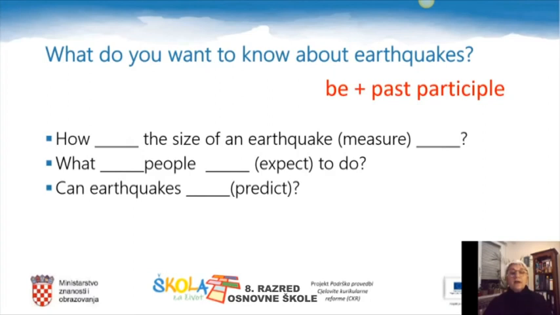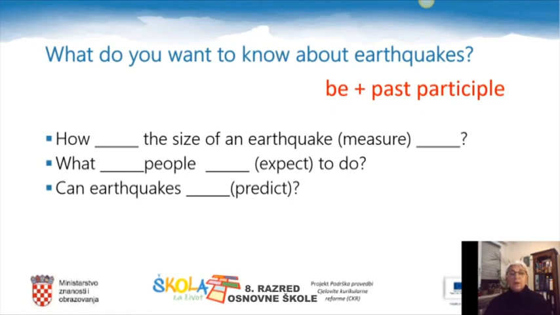Why? The size of an earthquake measure. Who measures it? The scientists. We named them on the previous slide. But are we talking about them? The people who do that activity? No. We are talking about the object, about the earthquake. That's why we need the passive.